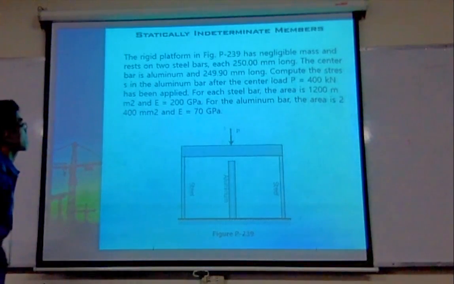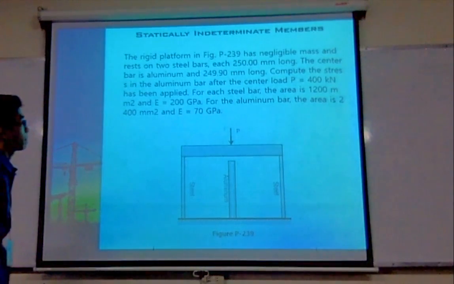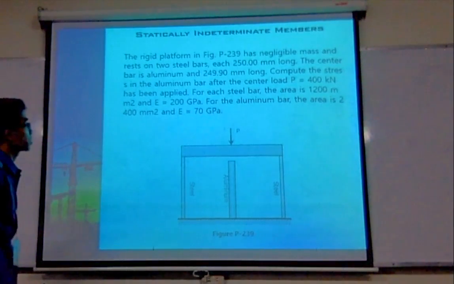For our next example, the rigid platform in the figure below has negligible mass and rests on two steel bars, each 250 millimeters long. The center bar is aluminum and 249.90 millimeters long.